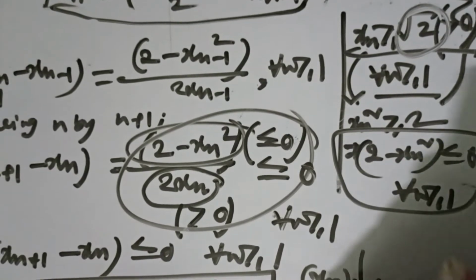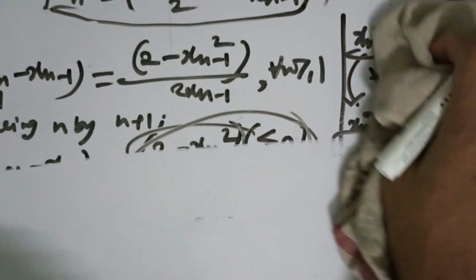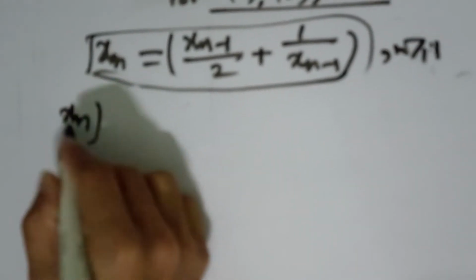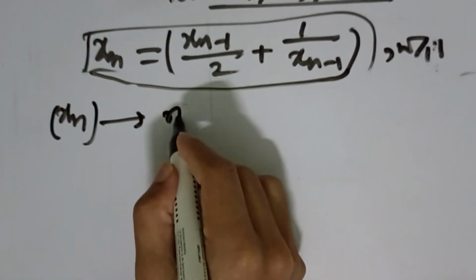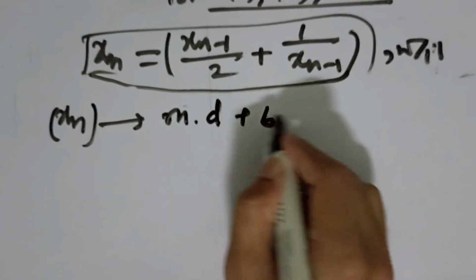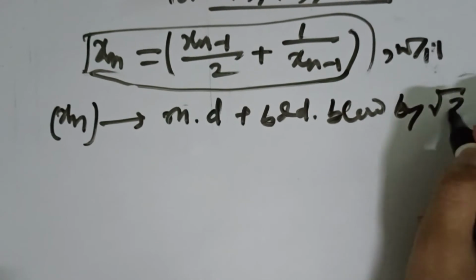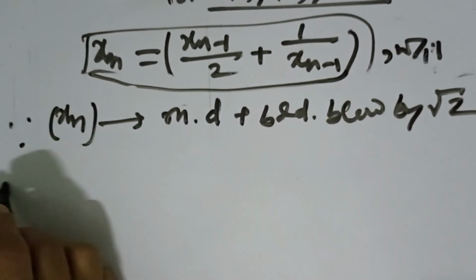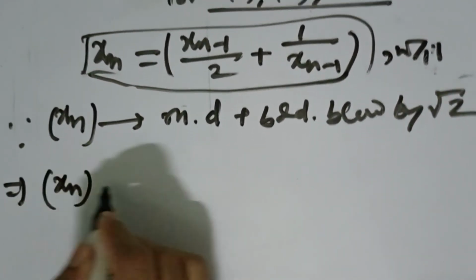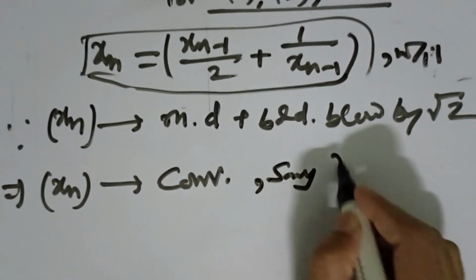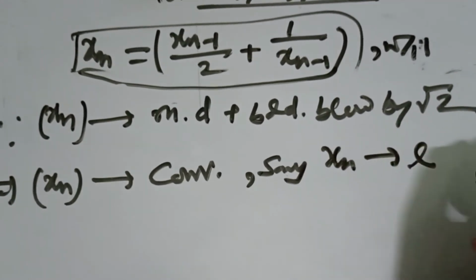And it converges. So from this result we can say that xn is convergent, because xn is monotone decreasing and bounded below by root 2. So it implies xn is convergent. Say xn converges to L.